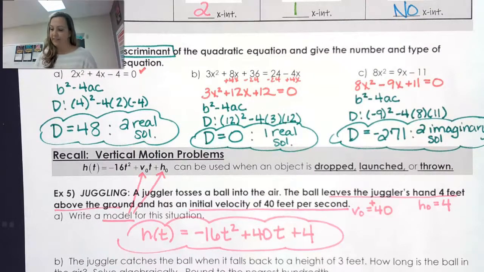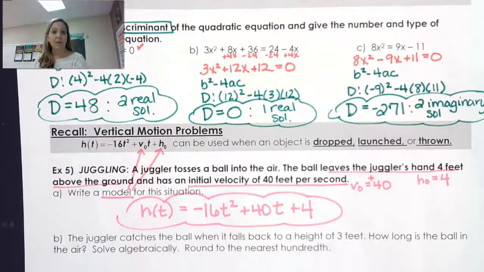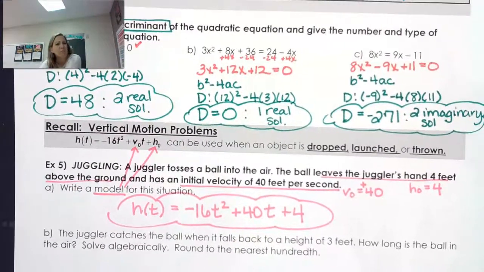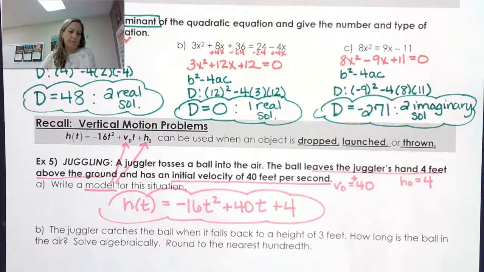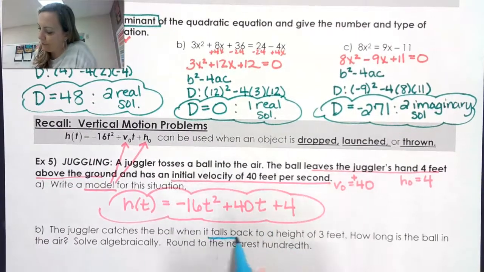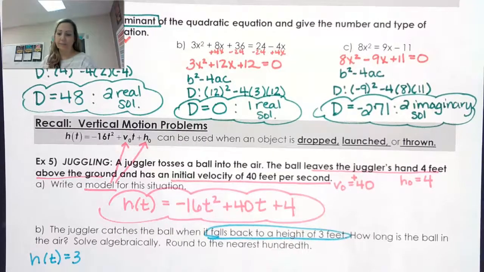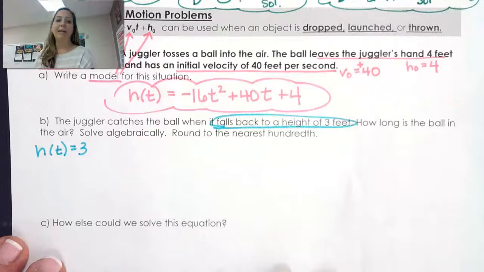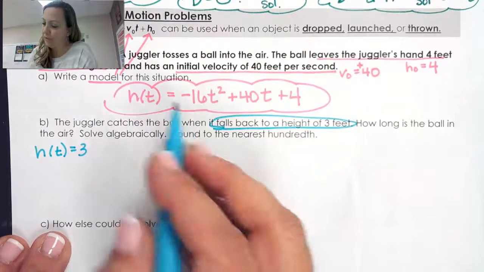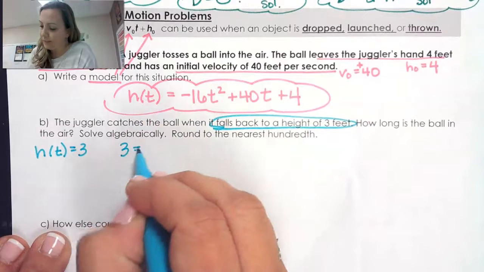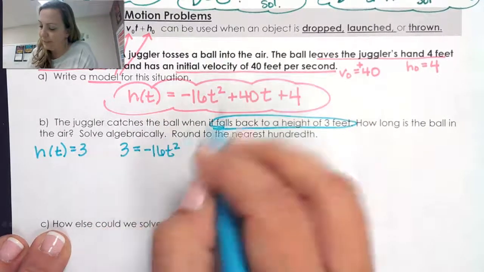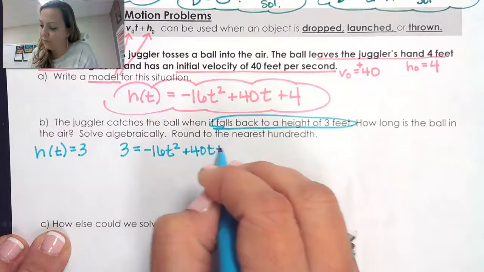So next it says that the juggler catches the ball when it falls back to a height of 3 feet. How long is the ball in the air? Well, remember, if the ball was hitting the ground, then our end height would be 0. But what's happening is that if it falls back to a height of 3 feet, that tells me that my end height, h of t, is going to be 3. So now let's put that into this equation. 3 equals -16t squared plus 40t plus 4.